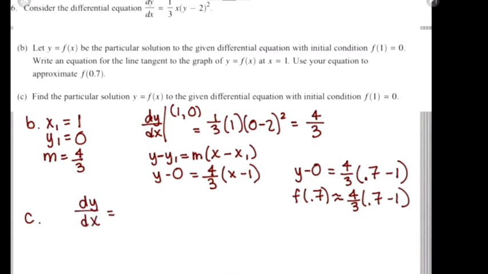Okay, I'm going to do the first step on C so you guys can make sure you're on the right track.